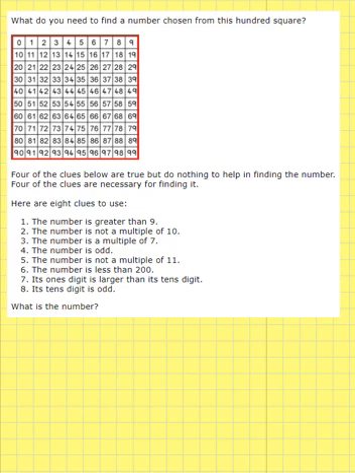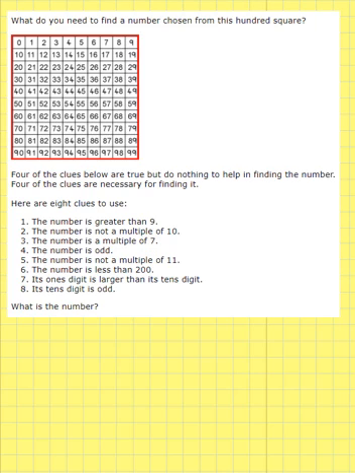So the question is asking, what do you need to find a number chosen from this 100 square? 4 of the clues below are true, but do nothing to help in finding the number. 4 of the clues are necessary for finding it. Here are 8 clues to use.